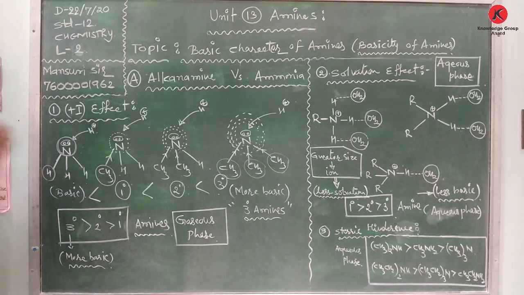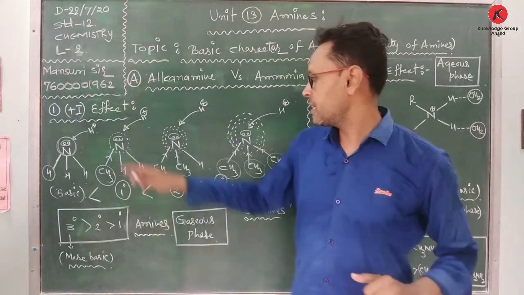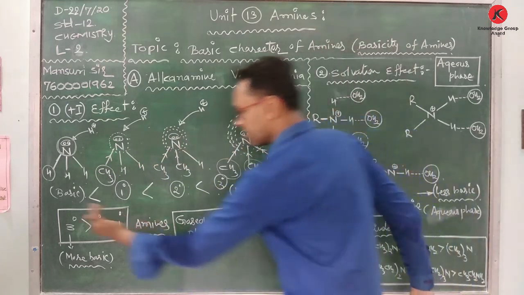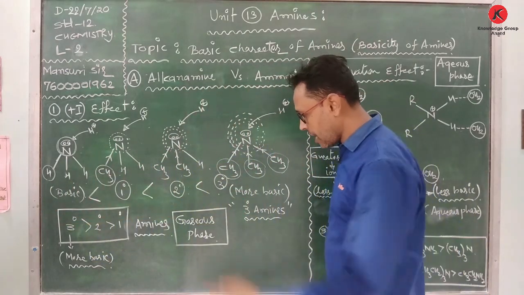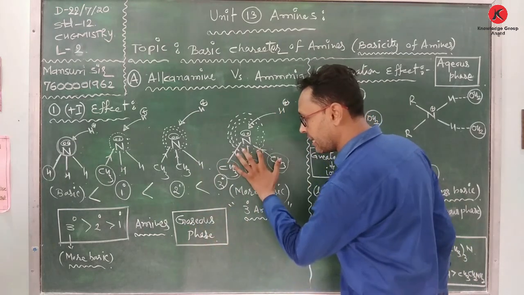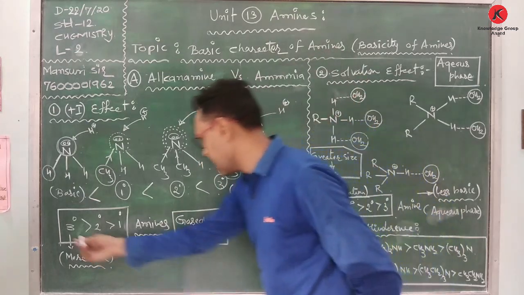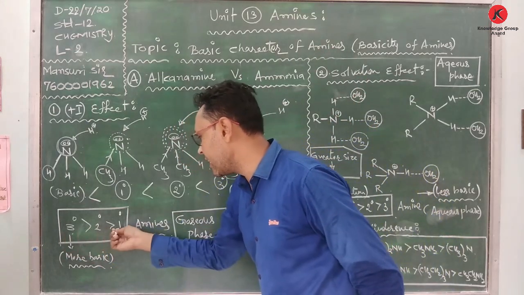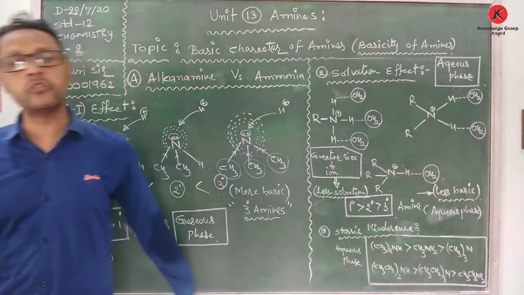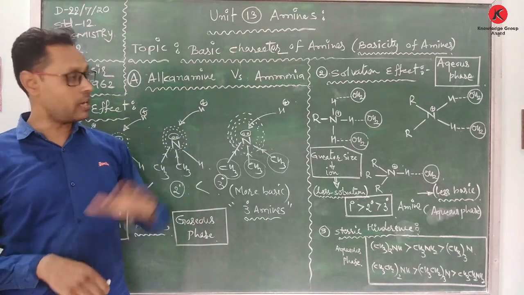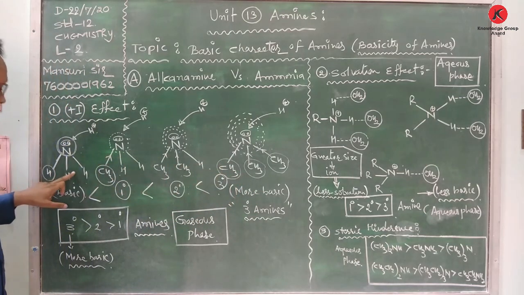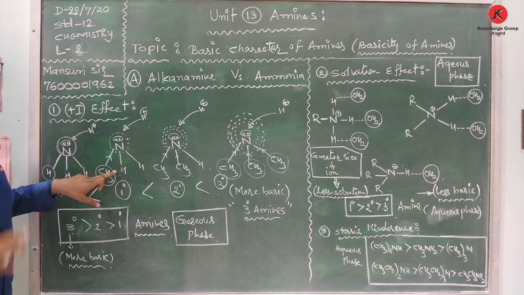So we can say that in the gaseous state, ammonia, primary amine, secondary amine, and tertiary amine, these 4 substances are in the gaseous phase. In the gaseous phase, 3 degree amines are more basic and 1 degree amines are less basic. But whenever we discuss the aqueous phase, in the aqueous phase, 3 degree amines are less basic and 1 degree amines are more basic. How will it be?